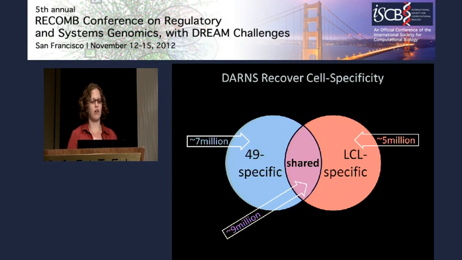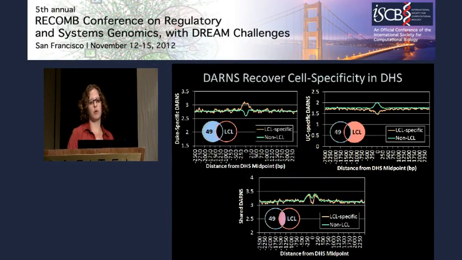When we compare these DARNs, we end up with 3 sets. We have the 49 specific, those that were only found in our DARNs, the LCL specific, those found only in the Pritchard data, and the shared, those that were picked up by both. You can think of the 49 as being ubiquitous since they come from diverse cell lines, whereas the LCLs are our cell-specific data.